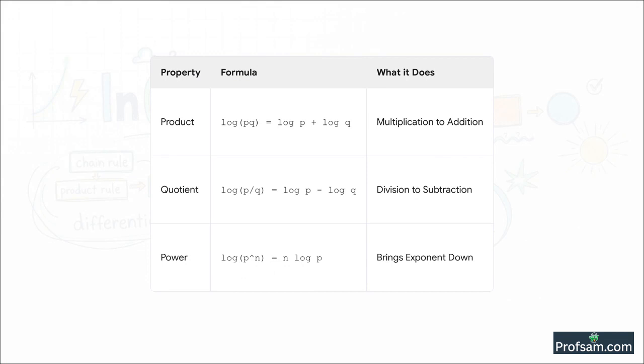Look at this. The product rule turns difficult multiplication into simple addition. The quotient rule turns a messy division problem into clean subtraction. And the best one of all, the power rule, takes those really scary exponents and brings them right down, turning them into simple multiplication. This right here is the key to everything.